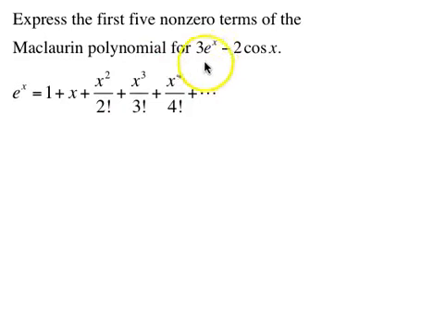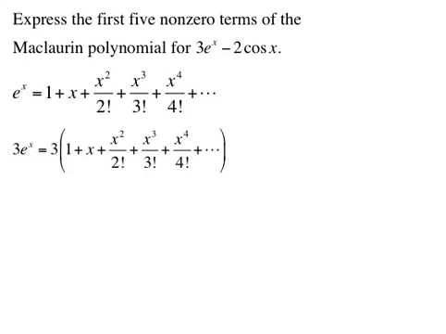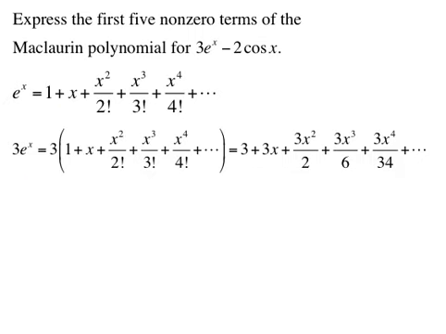And if we want 3e to the x, that will require us to multiply this polynomial by 3, which will give us 3 plus 3x plus 3x squared over 2 plus 3x cubed over 6, 3 factorial, plus 3x to the 4th over 24. 4 factorial, 4 times 3 is 12, times 2 is 24, times 1 is 24. So that is our Taylor polynomial for 3e to the x.